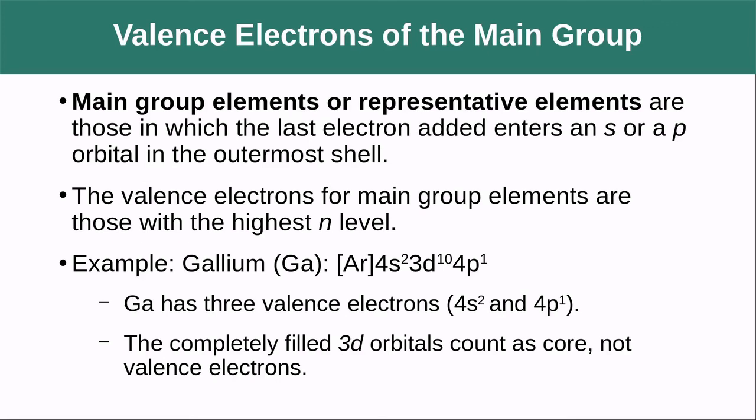Main group elements or representative elements are those in which the last electron added enters into an s or a p orbital in the outermost shell. The valence electrons for main group elements are those with the highest n level. So here's an example. We have gallium. Gallium has 3 valence electrons, the 4s2 and the 4p1, and a completely filled 3d orbital counts as the core, not valence. Okay, so it's the ones with the highest n levels. It's not always necessarily just the ones that we've written the furthest to the right.